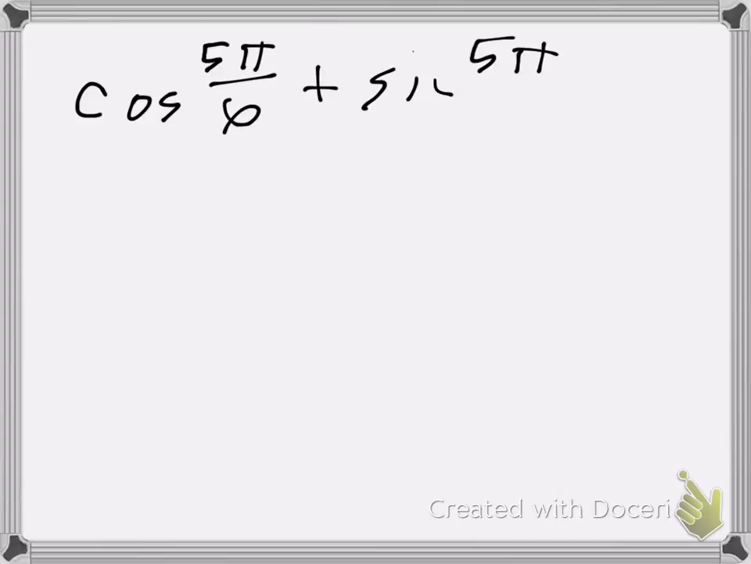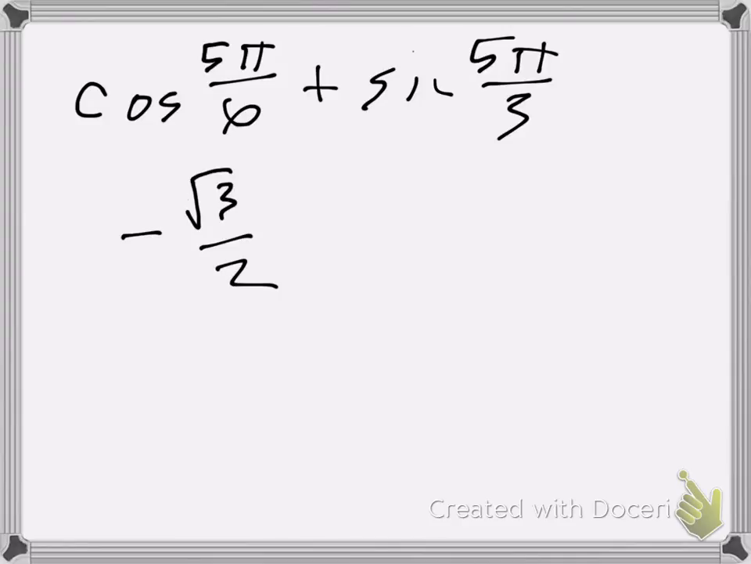Alright, this is 4B from the Exam 1 review. We have cosine 5 pi over 6 plus sine 5 pi over 3. So this is just a unit circle question. Cosine at 5 pi over 6, that's in the second quadrant. It's going to be negative root 3 over 2.